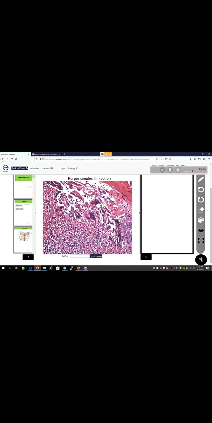So this is a microscopic picture. It's a pap smear, where we can see the finding having cytoplasmic vacuolations involving the superficial cells. And this is a histopathological section, where we can see multinucleated giant cells.